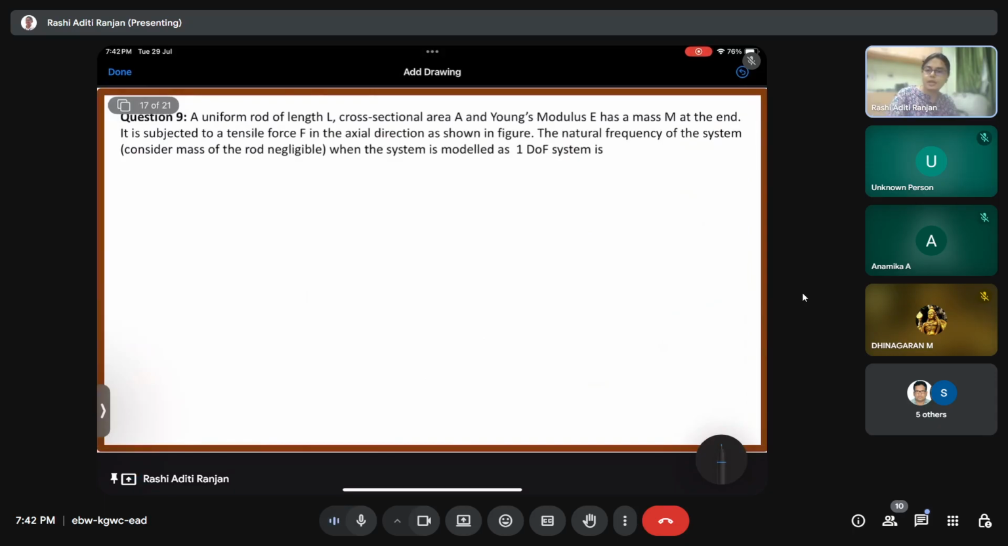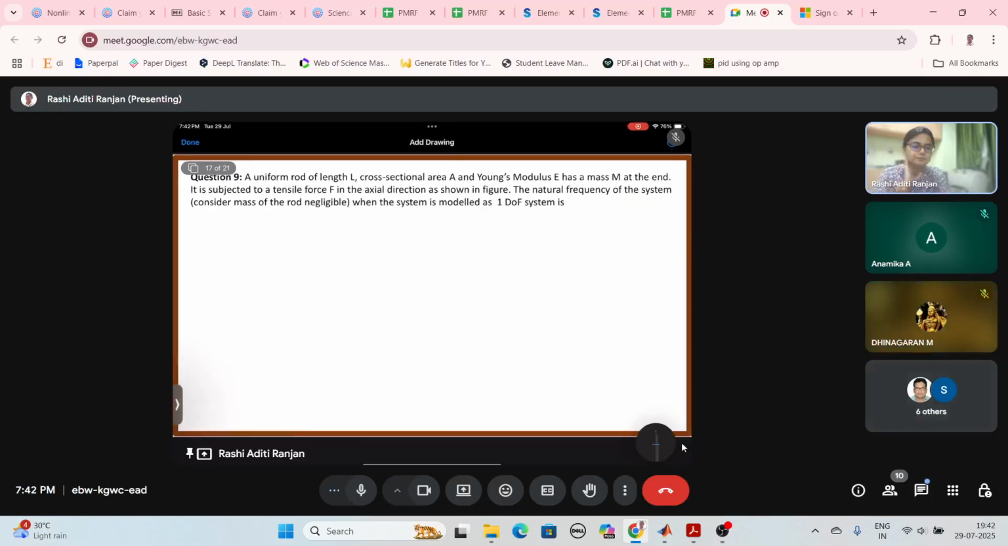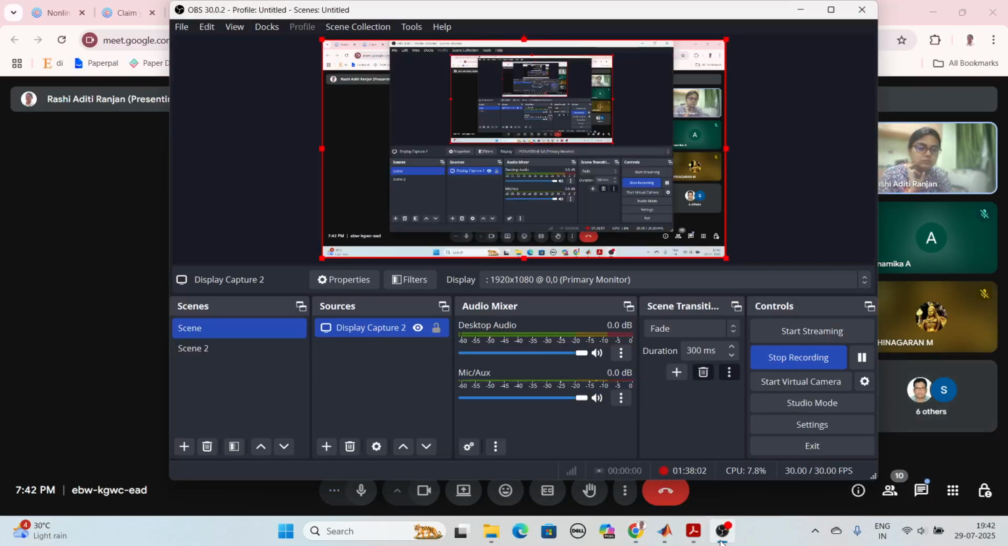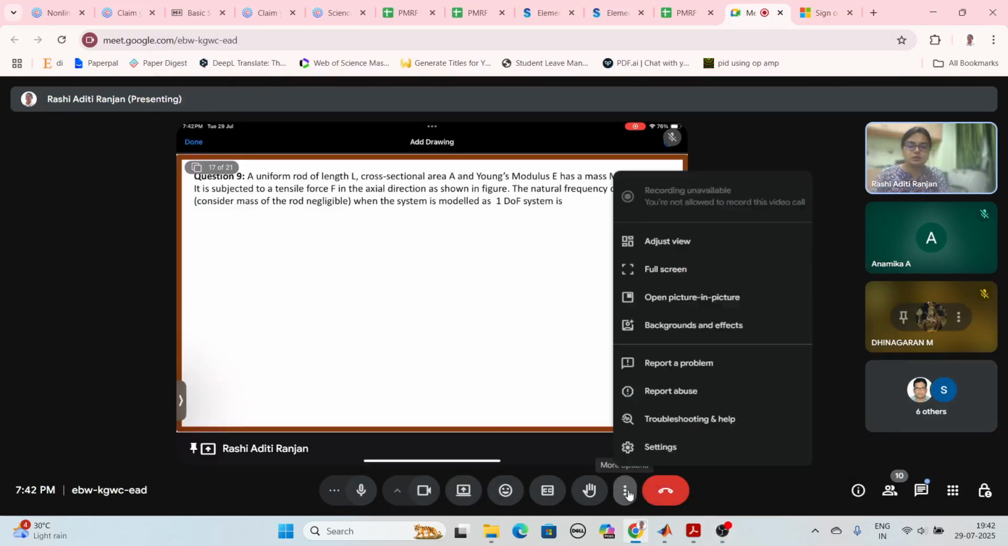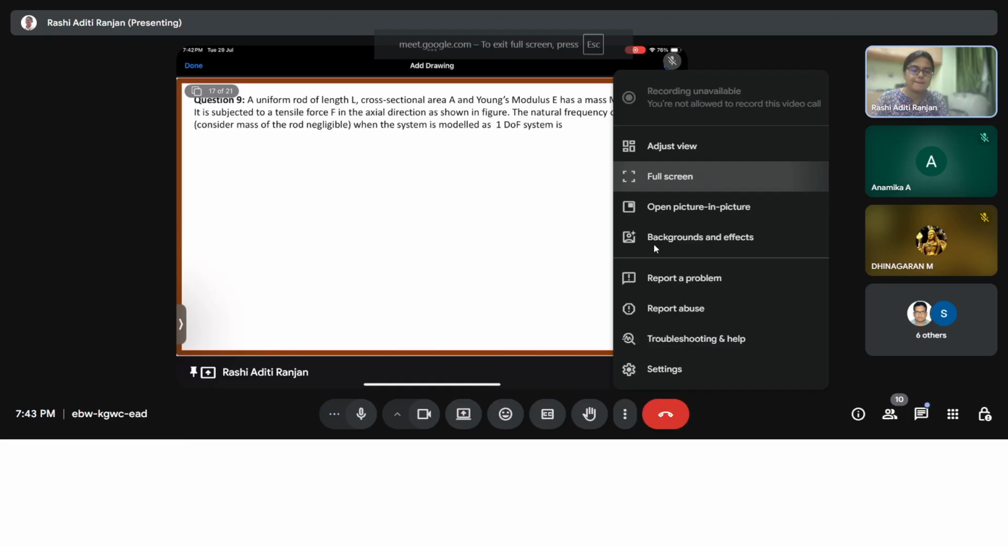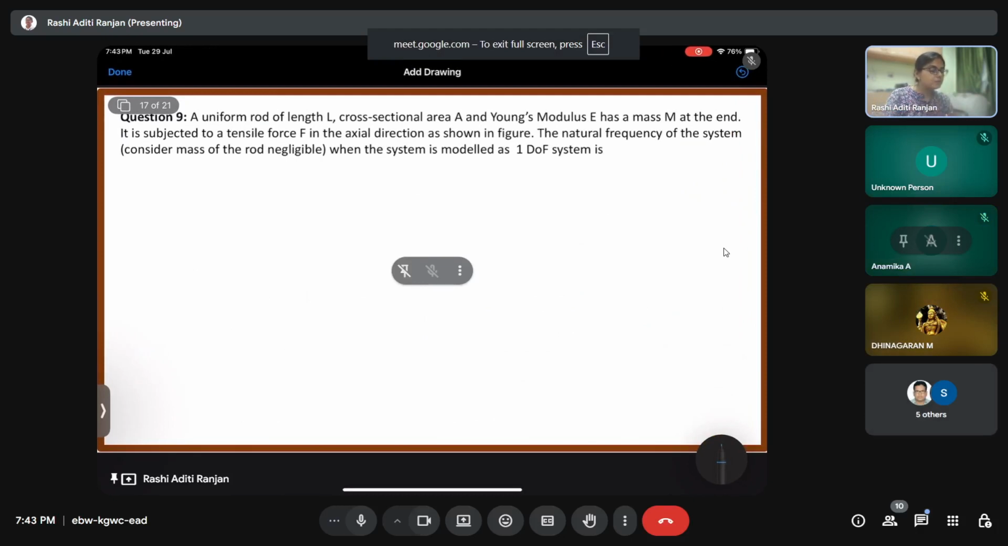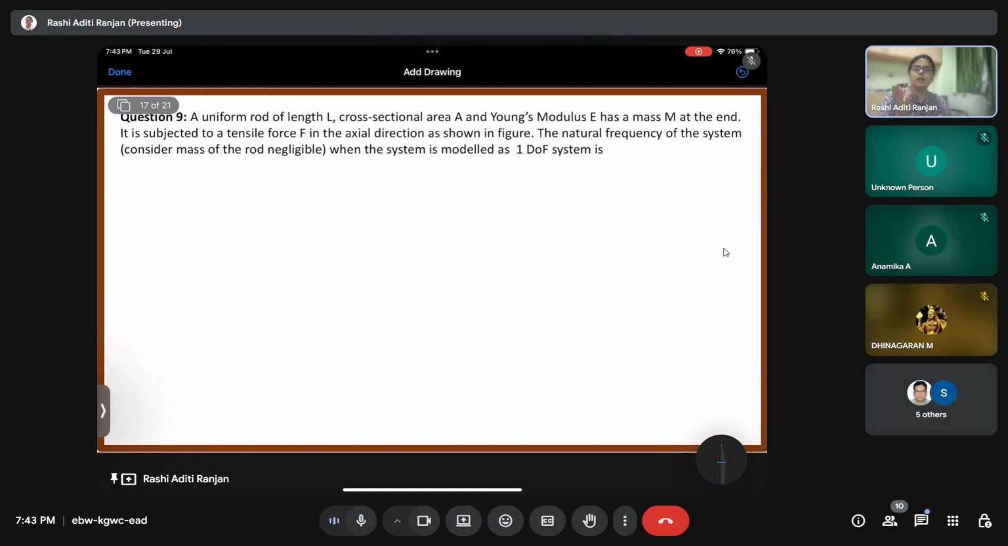Coming on to question number 9, okay, we have 20 minutes. So now, up till now we were actually using lumped models, right? And we were doing questions which were related to finding out the natural frequencies or the effective stiffness. In this case, the question says that a uniform rod of length L, cross-sectional area A, and Young's modulus E has a mass m at the end.